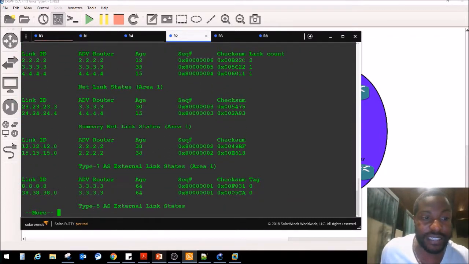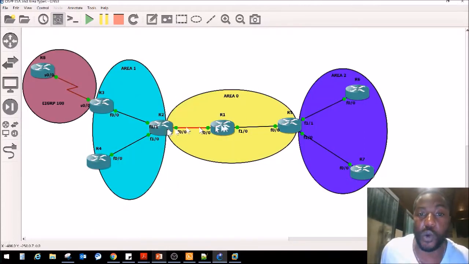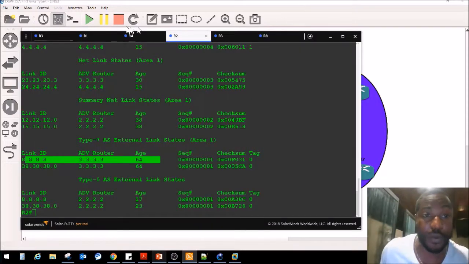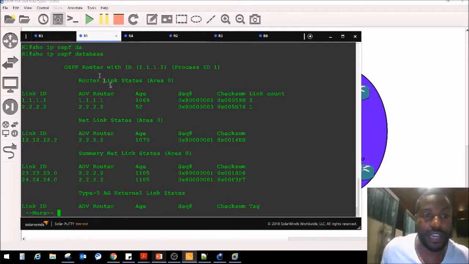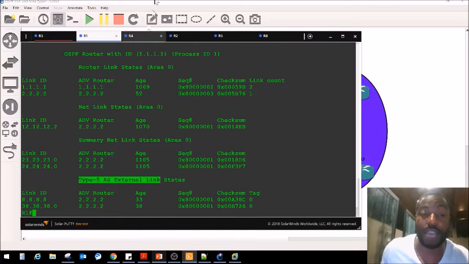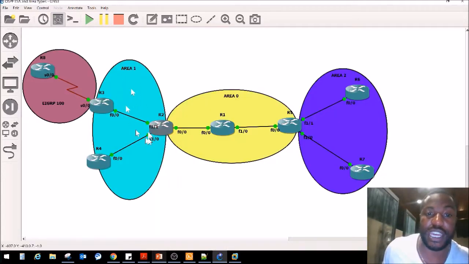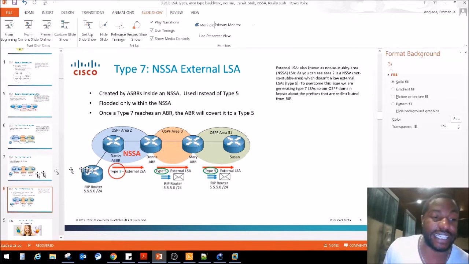There are our type 7 LSAs, right? Type 7s can't go into the other area, and theoretically we should not see type 7s in area 0. So let's check anyway. Show IP OSPF database. We got our type 1, type 2, type 3, type 5. No type 7s. So the type 7s stay within the NSSA area, and once they get to the ABR, they get converted into type 5 LSAs.